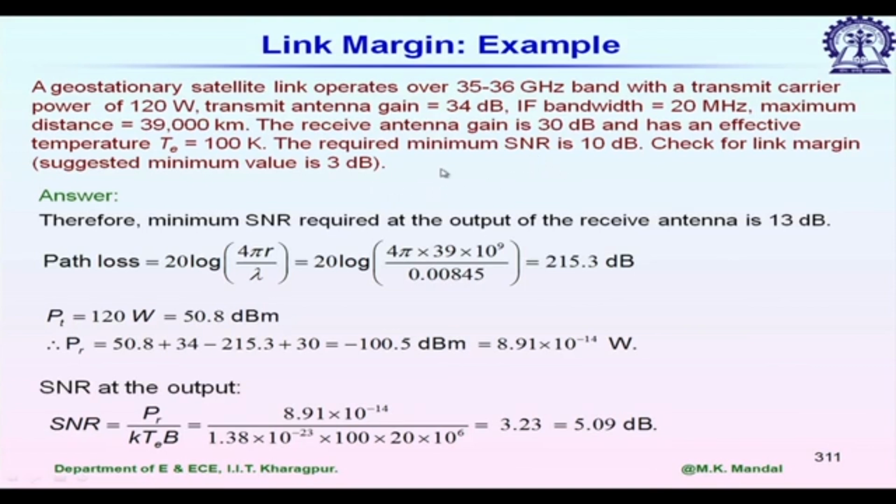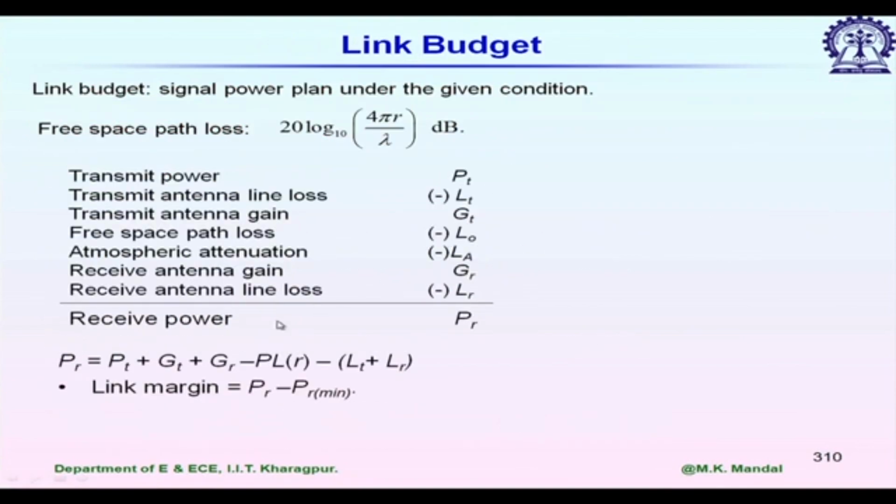So, what are the data given here? Operating frequency, if I go back to the previous expression, transmitted power is given, gain of the antennas are given, path loss we can calculate. For that we need lambda, and the distance is already given, 39,000 kilometer. Lambda we will consider at the midband frequency. No data is given for the line loss, so for now we will simply neglect these terms.